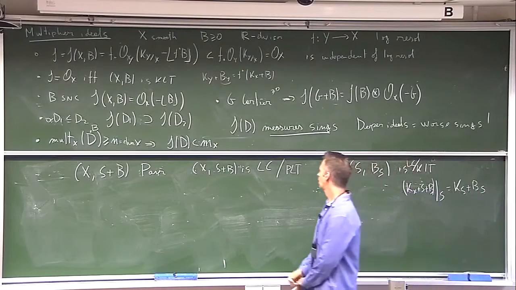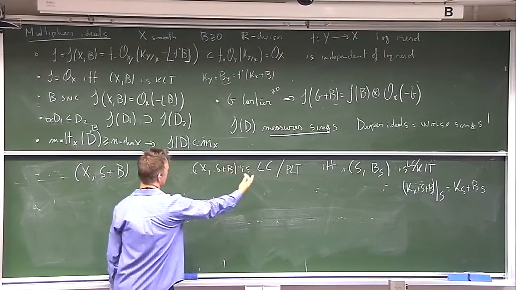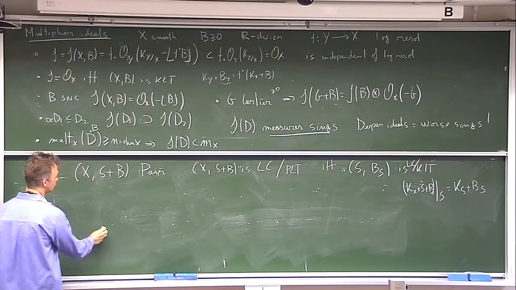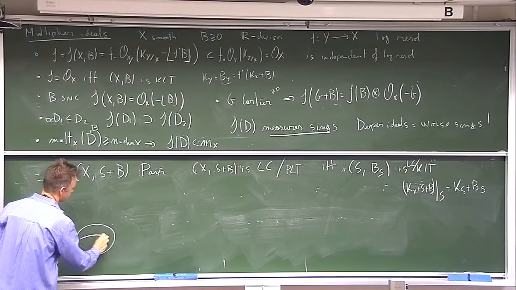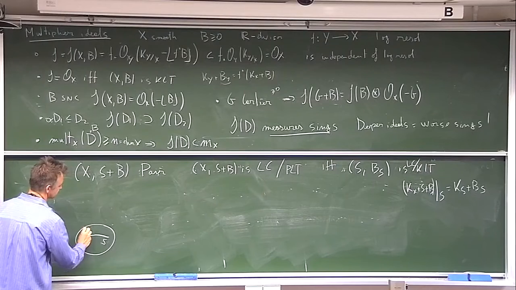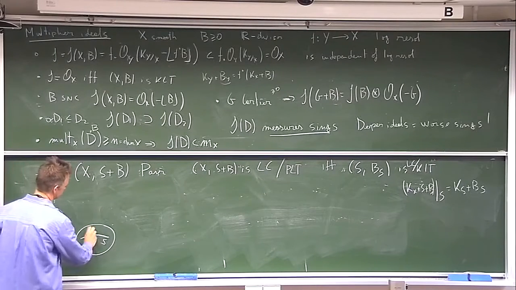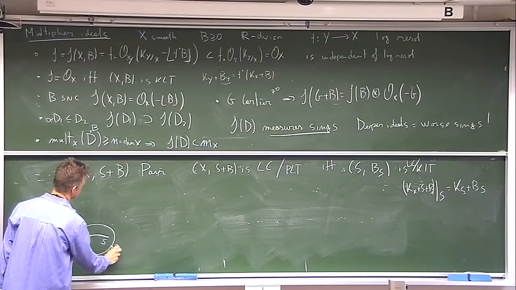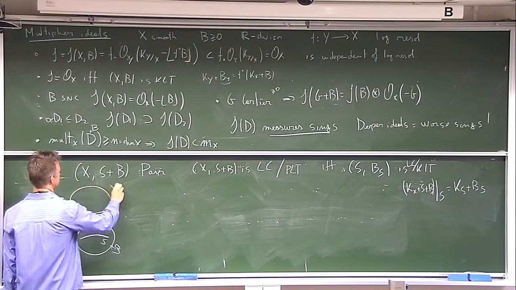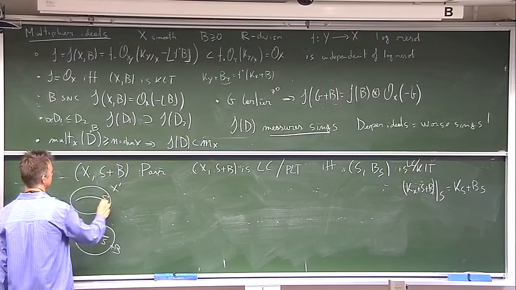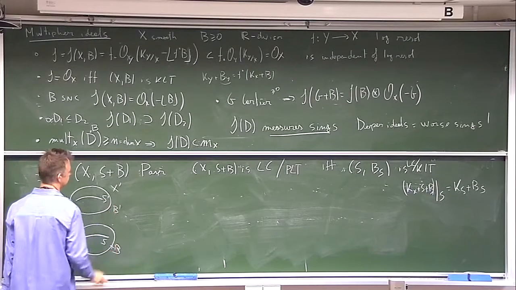So how do you check that something is log canonical or PLT? Again, you go to a resolution. Here you have your divisor S, and you have some components B, which I'm not going to draw in the picture. Well, okay, you have S plus B here. Then you take a resolution, X prime. You have a new divisor S prime, and you have some boundary divisor B prime.